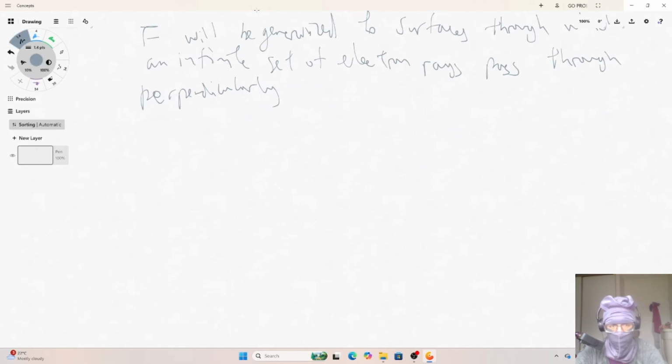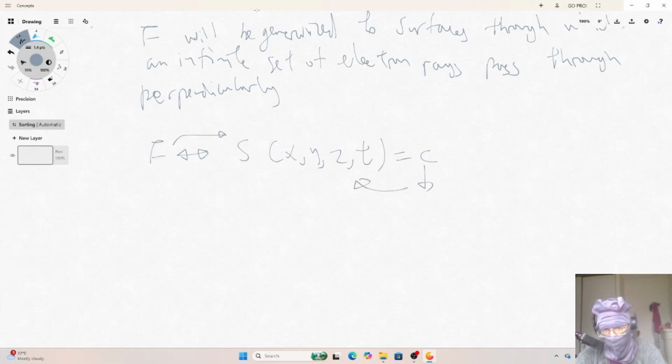So let's generalize that functional to a function such that the different constants of that function will define wavefronts of electrons for fixed time.